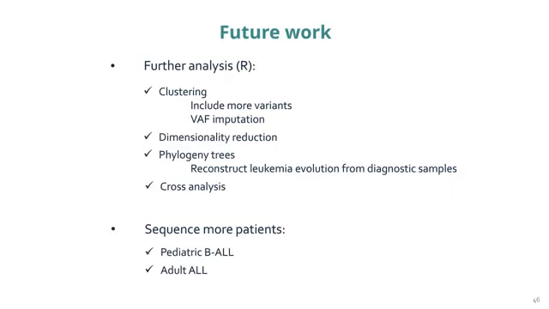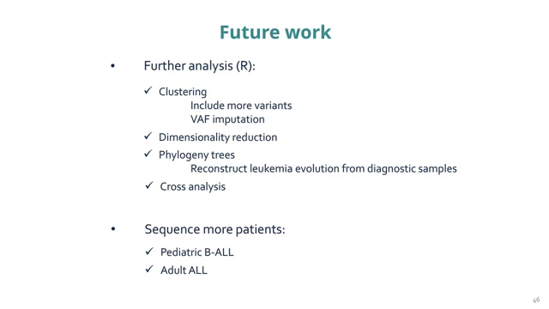And then, of course, a lot of future work to do, above all on the analysis side. We are working together to make some more complex analysis, like hierarchical clustering, where we can include more variants so that we don't lose many cell genotype information. We are also exploring different methods of variant allele mutation. We are exploring dimensionality reduction techniques to visualize all this more complex clustering.